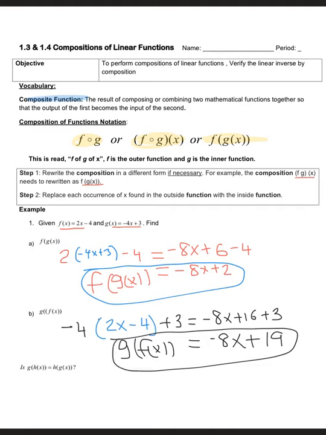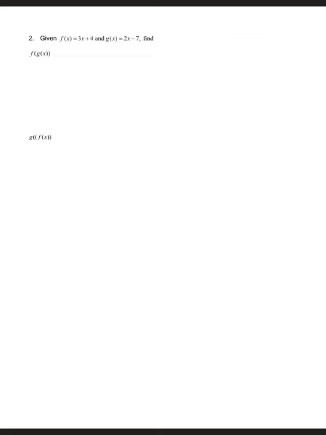And is g of f of x the same as f of g of x? I can see here I got the wrong notation. What we mean here is f of g of x is not equal to g of f of x. So not the same thing. So I want you to note that. Okay, let's do another example here.